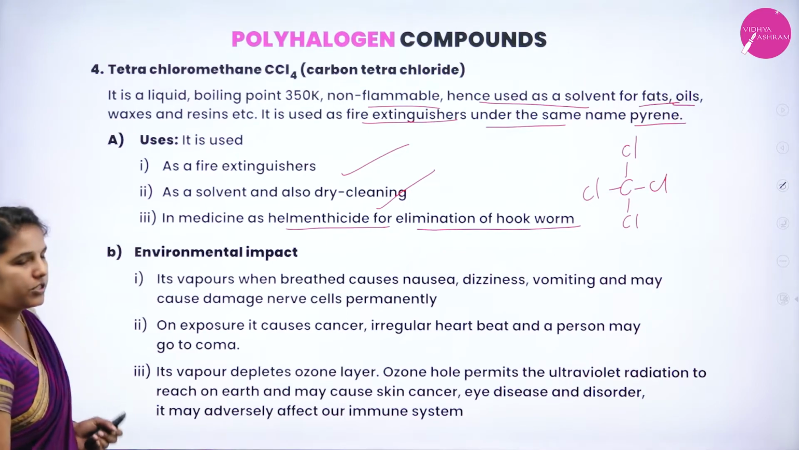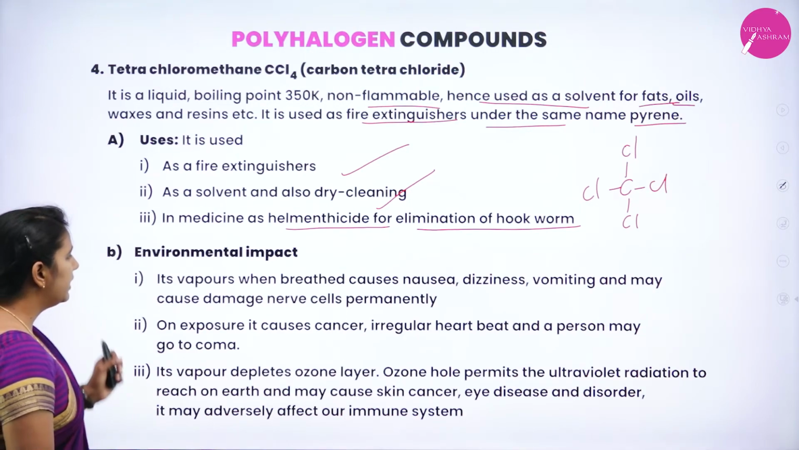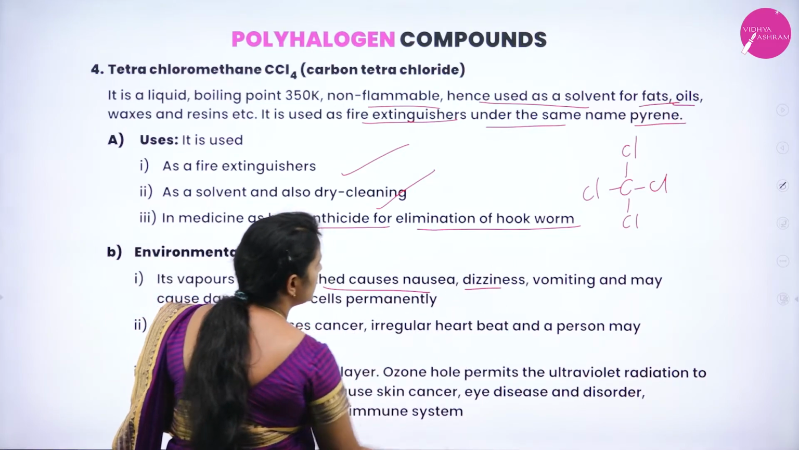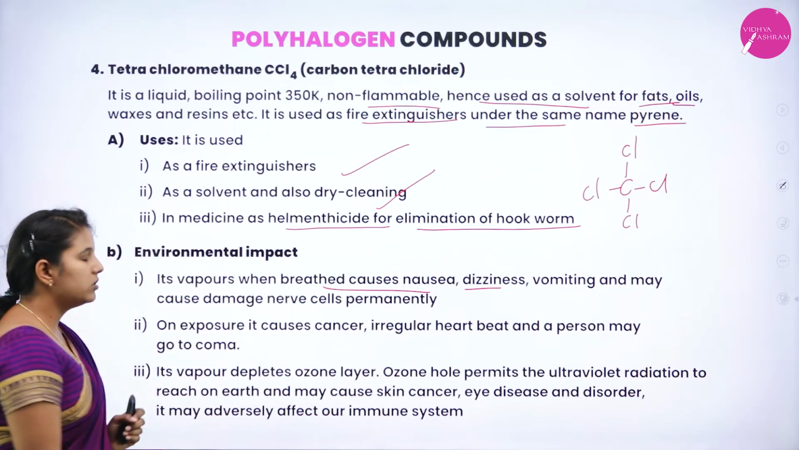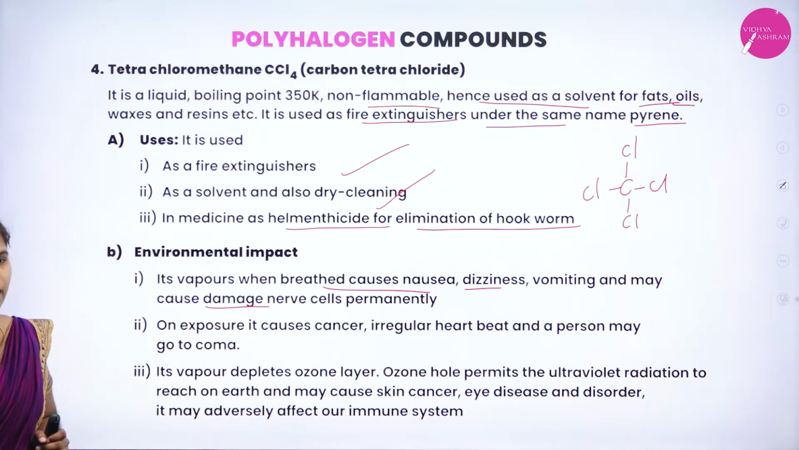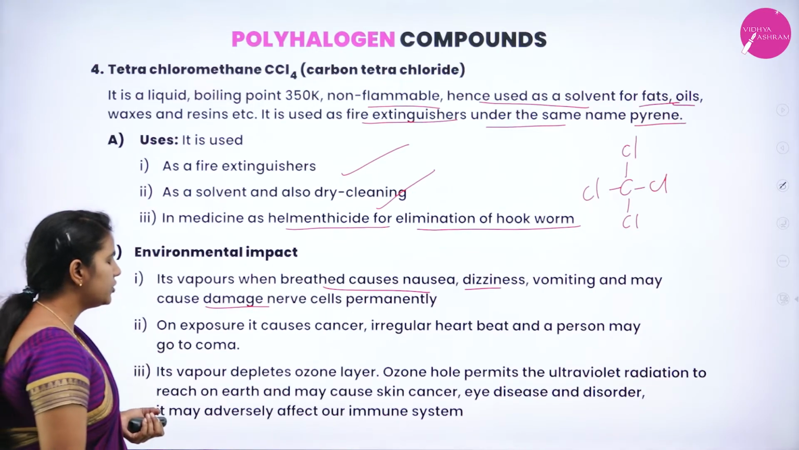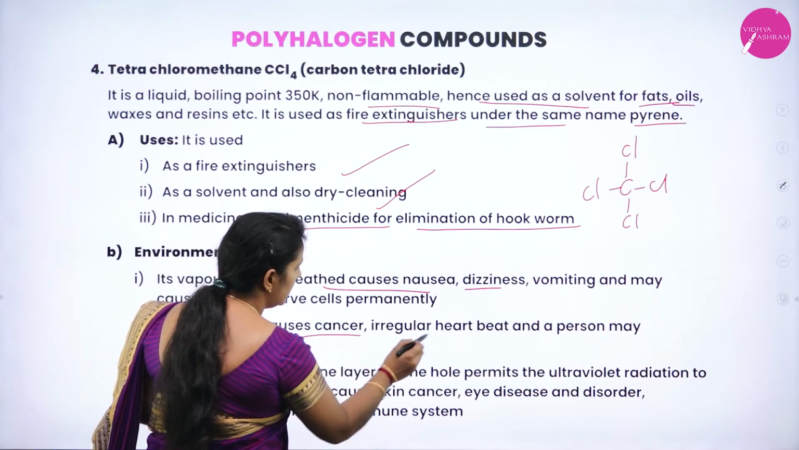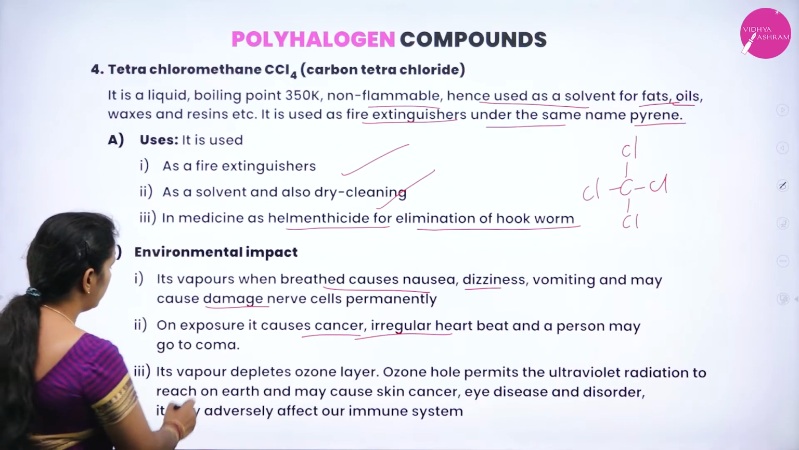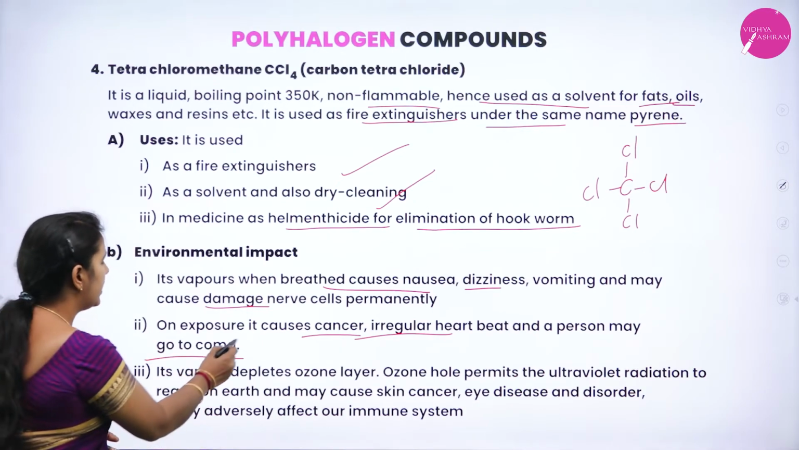Okay. Coming into the environmental impact, the vapors which we breathe in cause nausea, dizziness, vomiting, and may also cause damage to the nerve cells. Thereby, it blocks the signals which are passed in our nerve cells. Okay. On exposure, it can also cause cancer, irregular heartbeat and breathing, and also the person may go into a coma. It is very, very important.